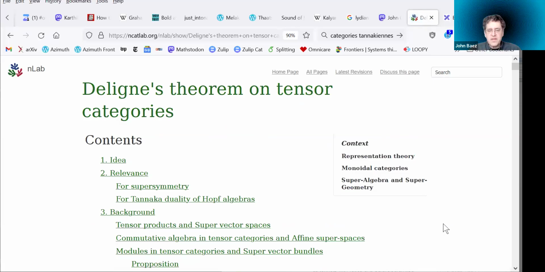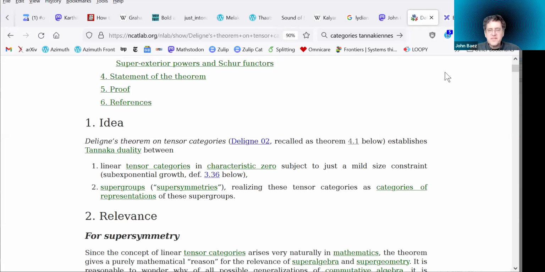This article was mainly written by Urs Schreiber, who got really interested in this at some point. It's quite expository for nLab articles. It's about linear tensor categories in characteristic 0, and then there's some subtle constraint that has to be added. But when that's true, these categories are categories of representations of supergroups. So this super stuff that I keep alluding to, Chris, about bosons and fermions, sneaks in here quite naturally. And if you don't like it, you can put in some extra condition that makes it a category of representations of a plain old group.